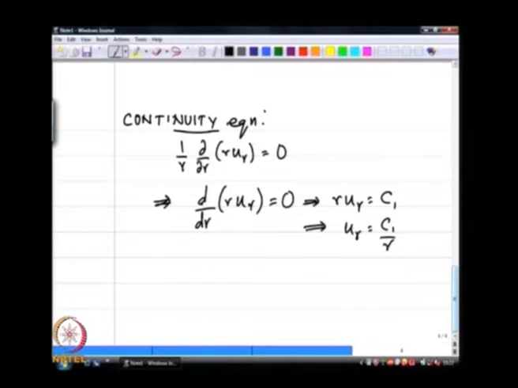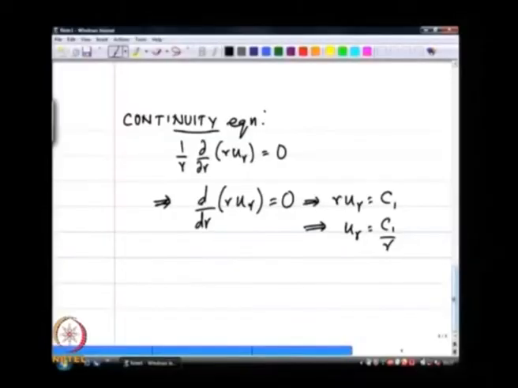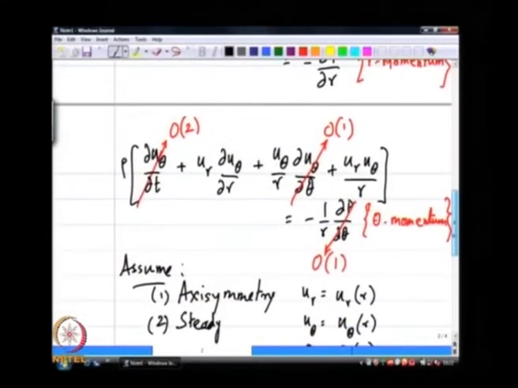U r can only be of the form C 1 over r. So, if there is a radial velocity to this flow, it can only be of the form C 1 over r. C 1 is some arbitrary constant that is yet to be determined. Now, if I go to the theta momentum equation and see what that will tell us.